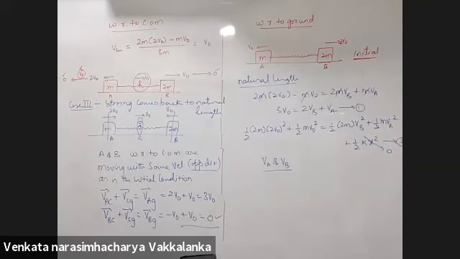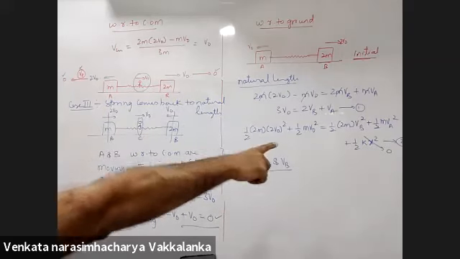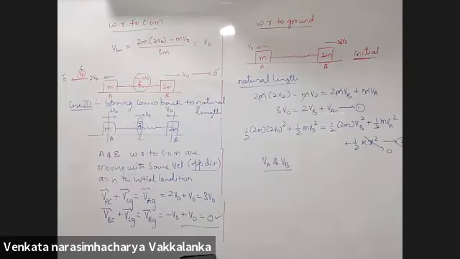Sir, can you once repeat that kx square is equal to 0 thing? At natural length, x should become 0. Natural length means there is no elongation. So initial kinetic energy should be equal to final kinetic energy. Correct. Thank you.